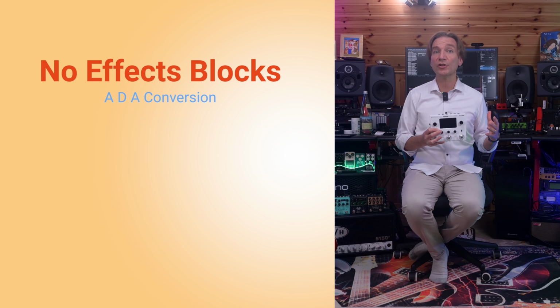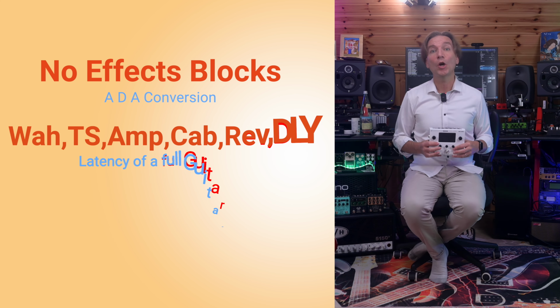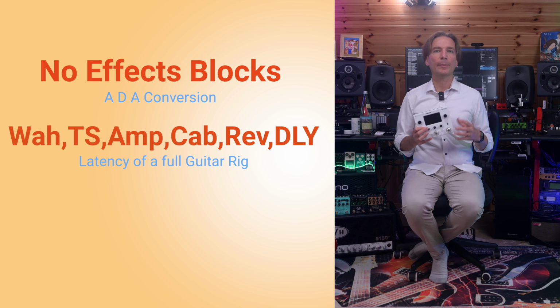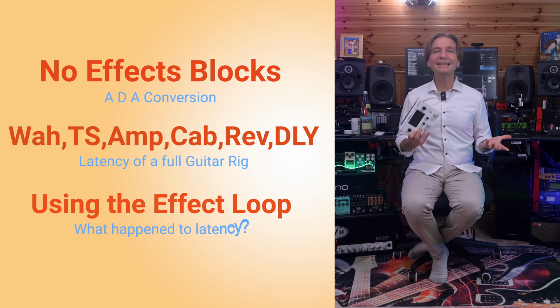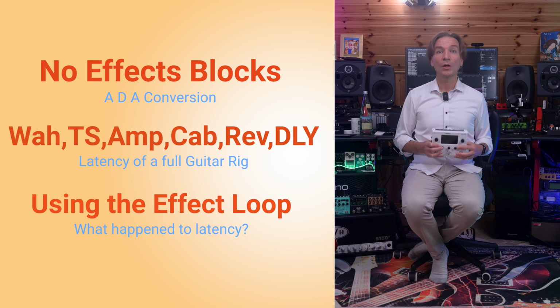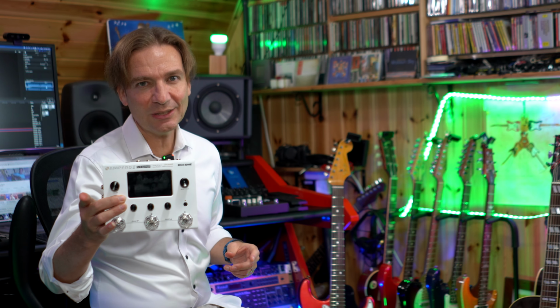Coming to today's test, we will check out the latency without anything in the signal chain to verify basically how long it takes for the AD/DA conversion to take place. Then we will add an amp block, then a cab block, then a wah-wah, then an overdrive, and then we will also add time effects, more specifically a delay and a reverb, that are typically the effects that take more processing power. Finally, we will also check out what happens to latency when we use the effect loop. For all these tests, we are gonna use a Fender Deluxe Reverb amp. Let's go straight to the results.